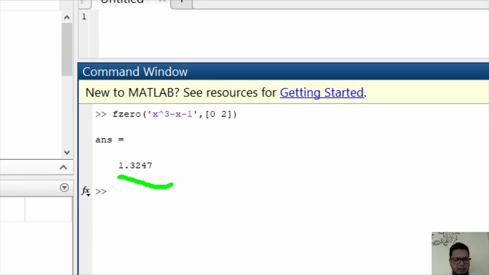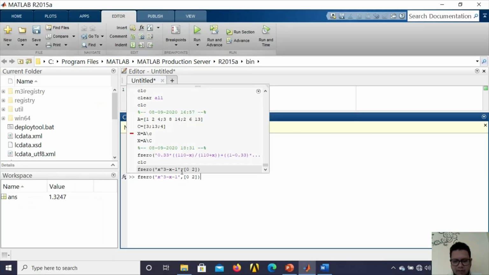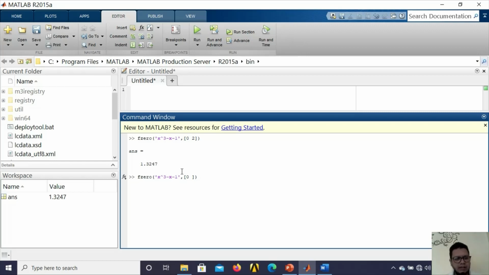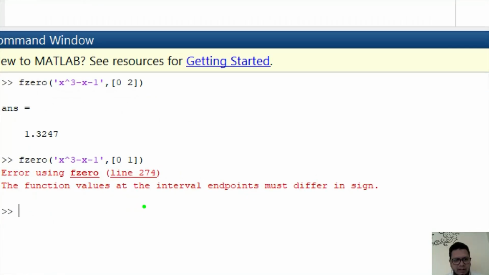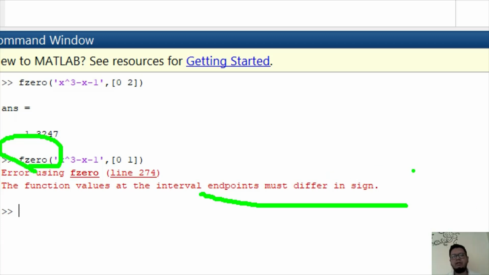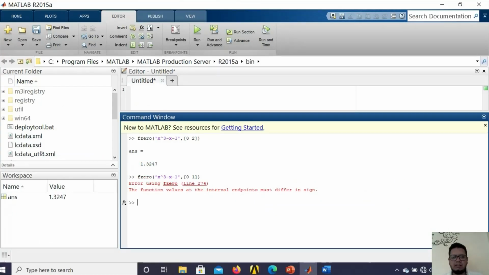So this solution is 1.3247. The exact solution is 1.3247. Suppose instead of 2 you had given 1. The lower limit is 0, the upper limit is 1, and now if you press enter, you will get an error warning. It says the function values at the interval endpoints must differ in sign. This means the fzero function uses the intermediate value theorem, or it uses the bisection method to solve the problem.